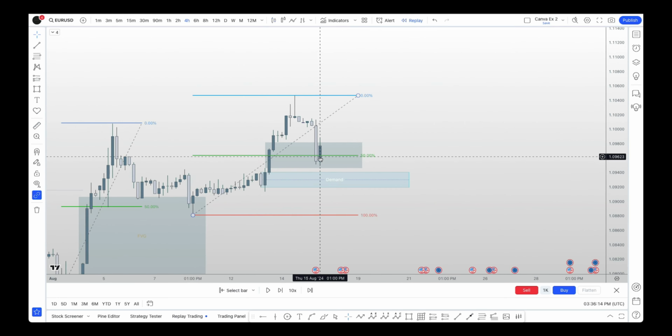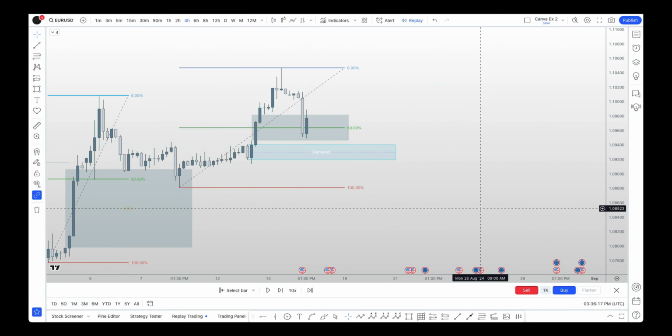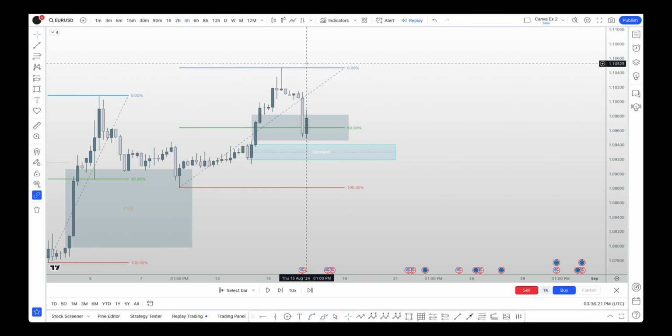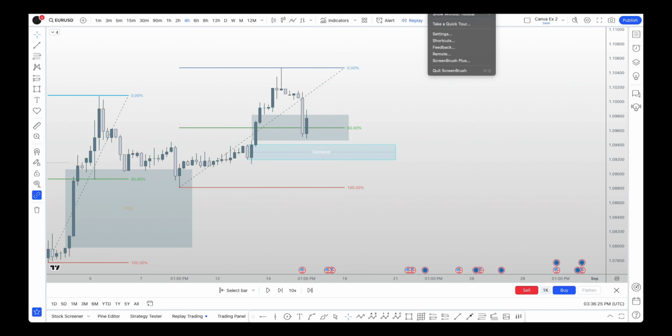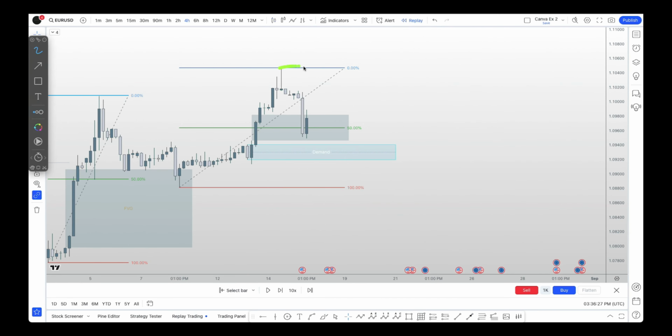In this case, we're seeing it here, right? That is one way that you can do it. Another way is for you to wait for a break of structure or more candlestick momentum, right? So if you want, you could wait for a break of structure on here, or you could just wait for more bullish candlestick momentum. But that's up to you.